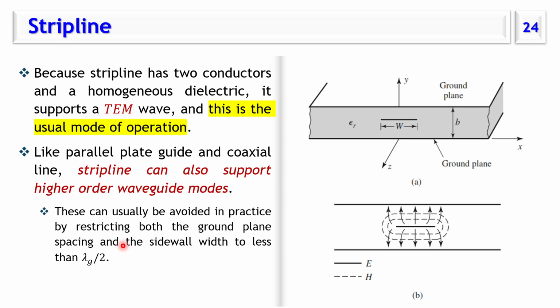And we can guarantee just a single mode by restricting the ground plane spacing and the side wall width, meaning how far it is from both sides, to be much less than lambda g. If we use small spacing and small widths, we guarantee no higher order modes.